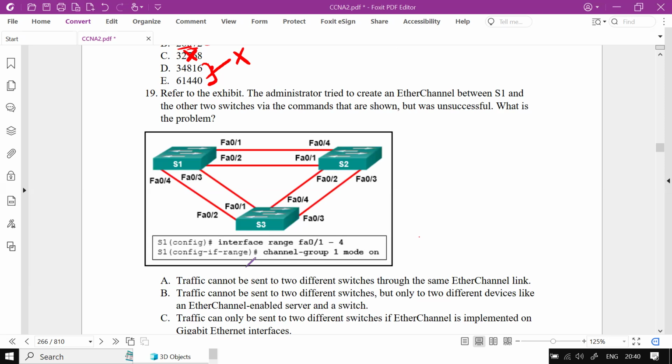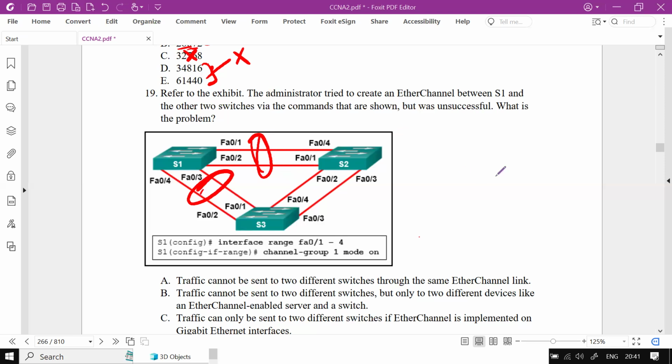The administrator tried to create an EtherChannel between switch 1 and the other 2 switches. That's where the problem is. What is the problem? The problem is you cannot create multiple EtherChannels on one switch. So here you cannot have this as an EtherChannel, this is a different EtherChannel on another switch, and not this one.